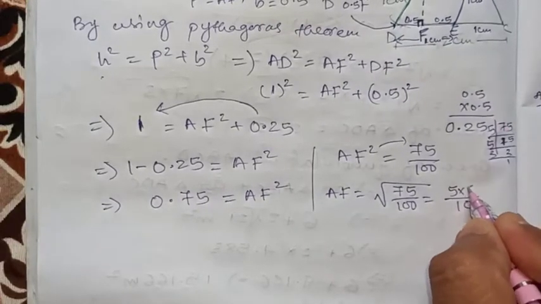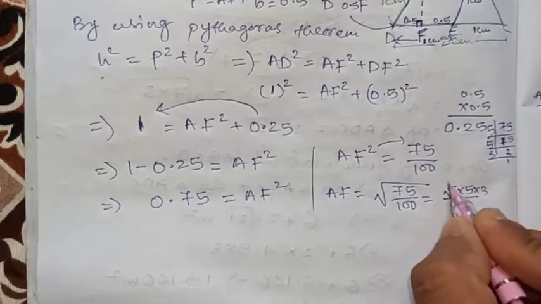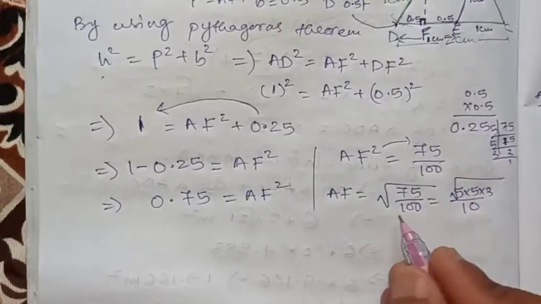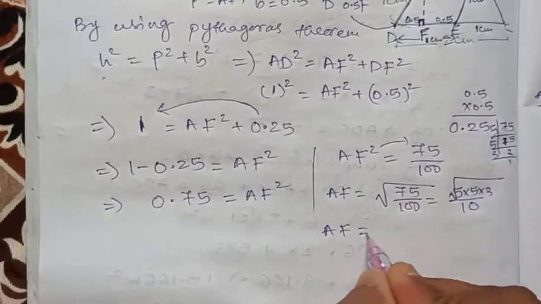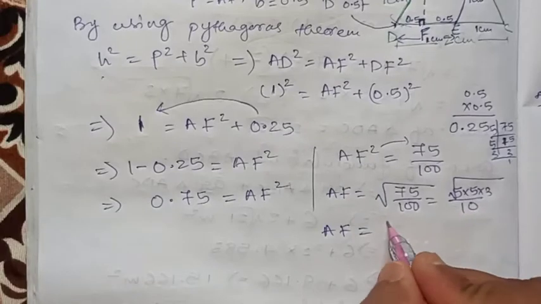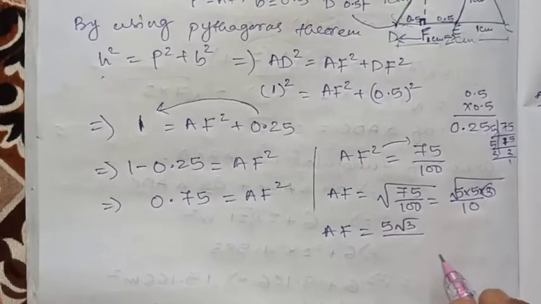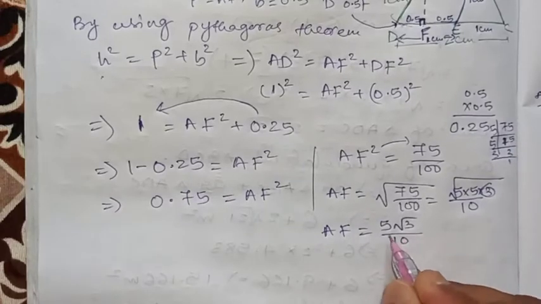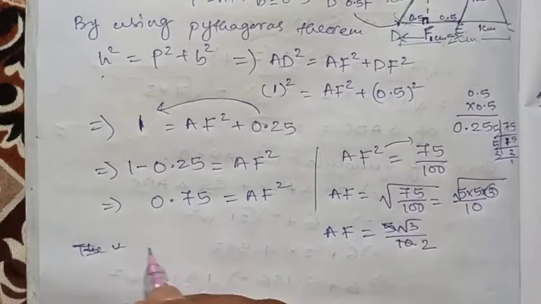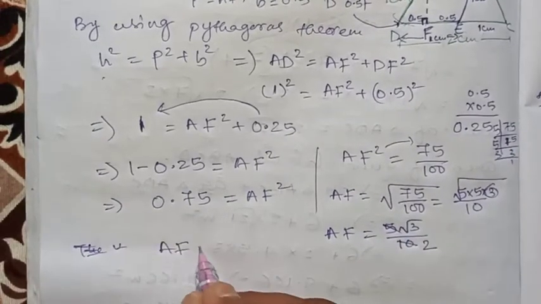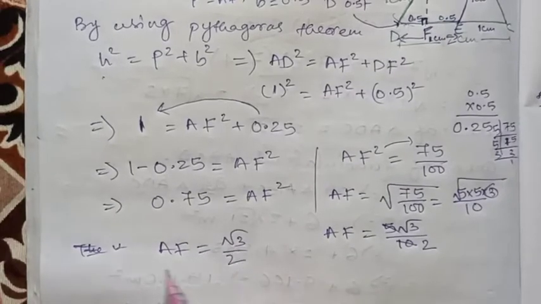5 into 3 is the LCM of 75. So AF equals to between 2 5, 1 will be outside and root 3 will be inside the square root because it is single. So 5 root 3 by 10. Now cancel it by 2. So the value of AF we got is root 3 by 2.